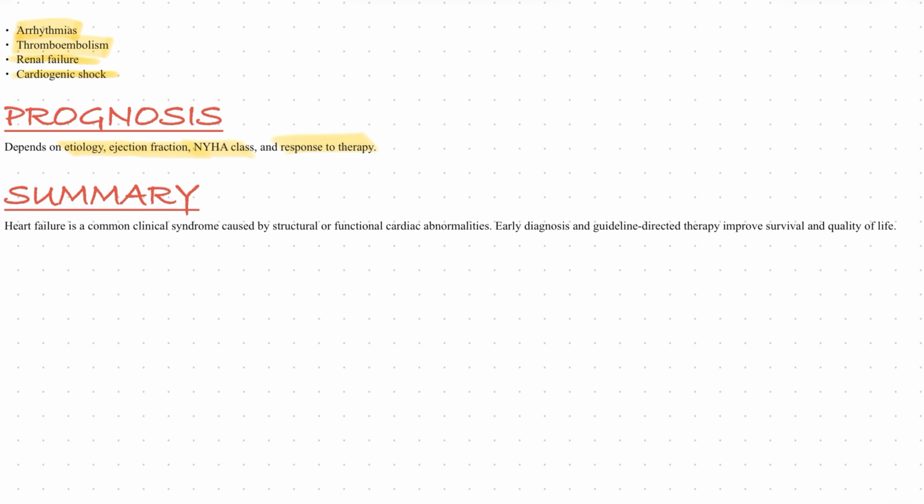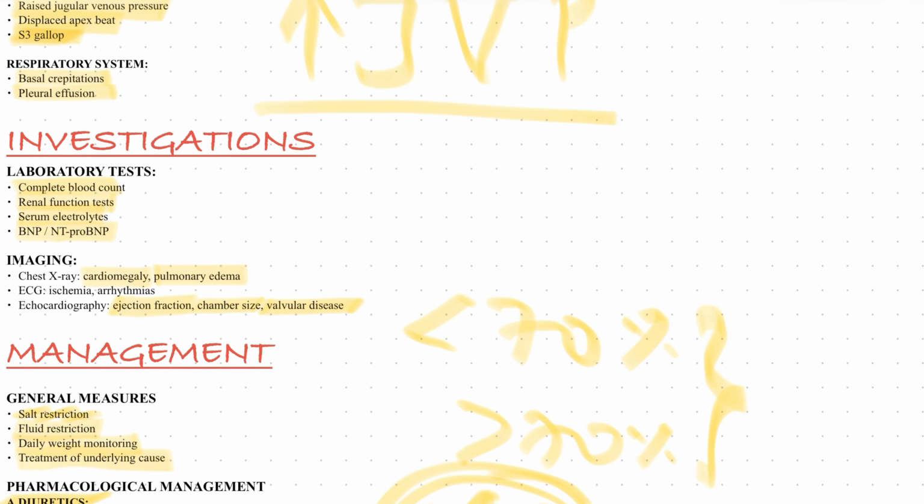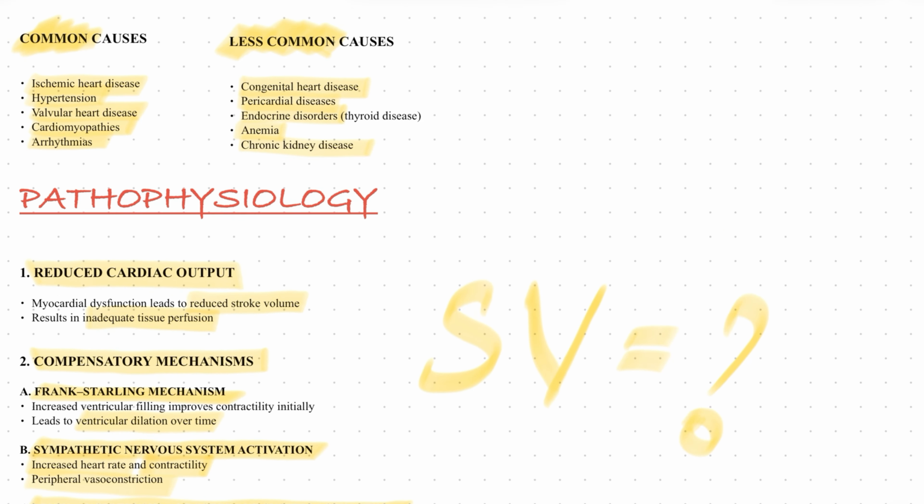So at last, you need to know the summary of the topic: heart failure is a common clinical syndrome caused by structural or functional cardiac abnormality. Early diagnosis and guideline directed therapy improve survival and quality of life. First thing, when it comes to chest pain and all heart related topics, the patient will already be in panic. And if you don't manage the patient properly in time, you may lose the patient.